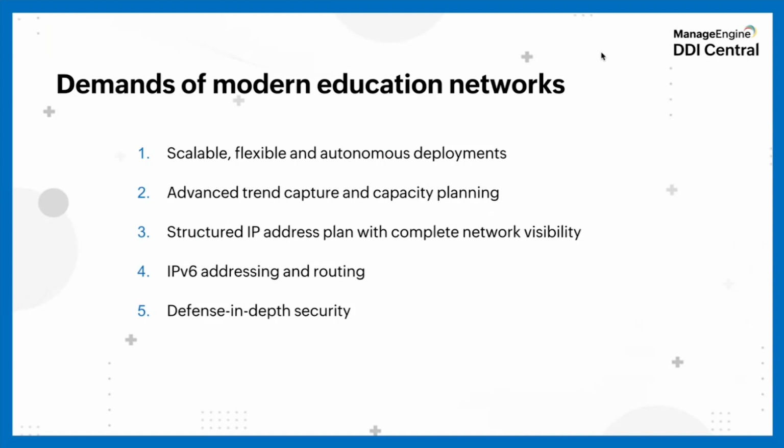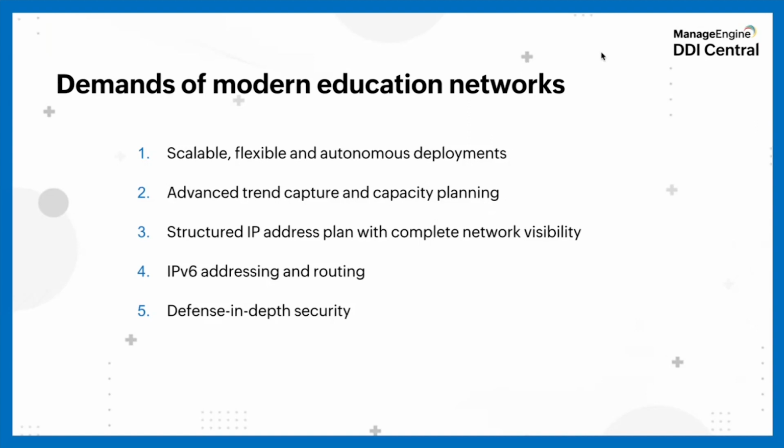Advanced trend capture and capacity planning. The device per capita of every university student ranges between 5 to 10 devices, whereas for a school student, it is 3 to 5 devices. To stay ahead of the curve, educational institutions need advanced tools to capture usage trends and perform accurate capacity planning. This ensures that the network can handle peak loads and future growth without disruptions.